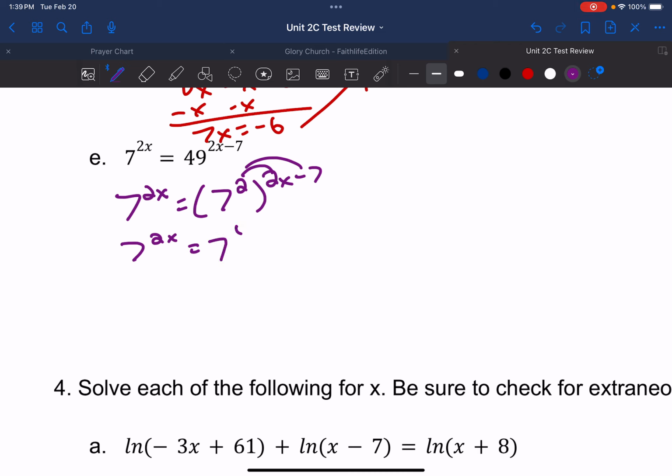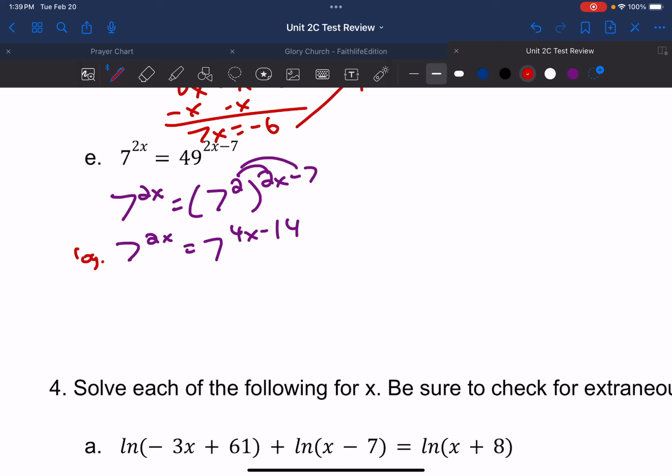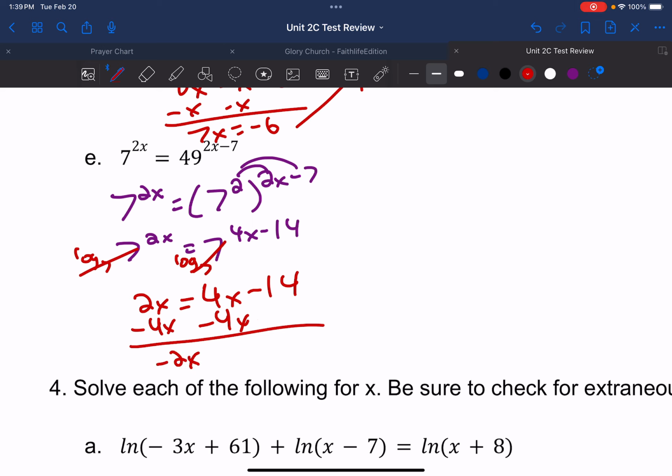2 times 2x is 4x. 2 times 7 is 14. Then I will do log base 7 on both sides to get the base 7 away. So 2x equals 4x minus 14, minus 4x, minus 4x. Negative 2x equals negative 14. Divide by negative 2 on both sides, and that gives me x equals 7.